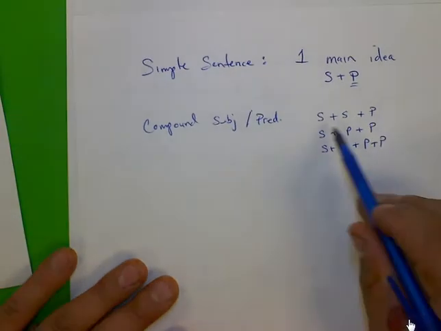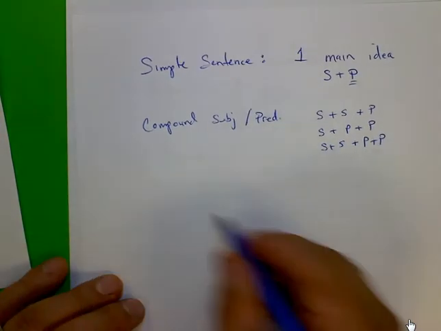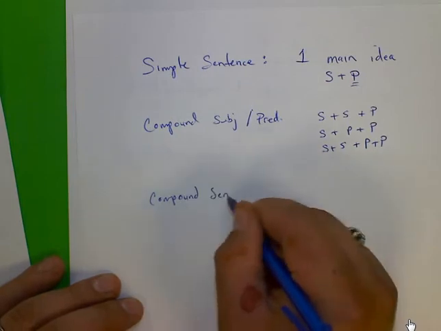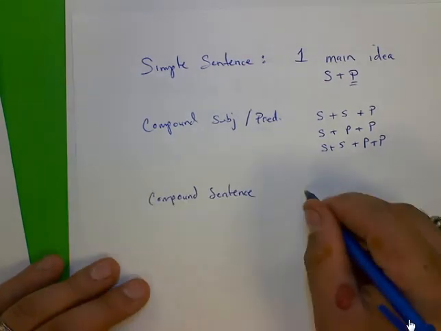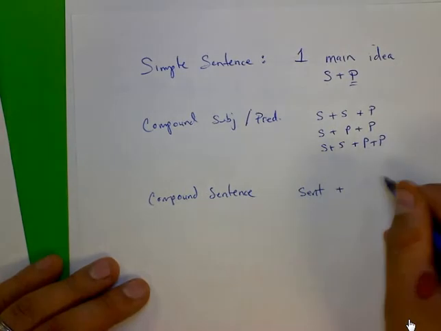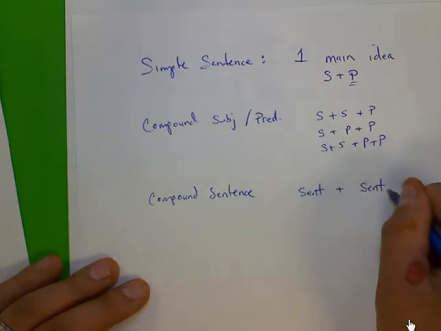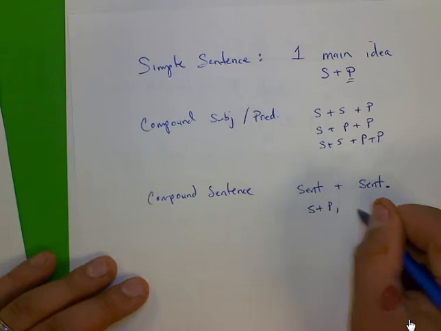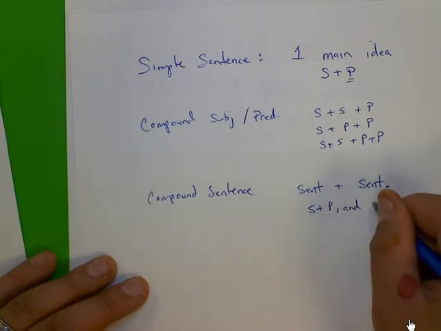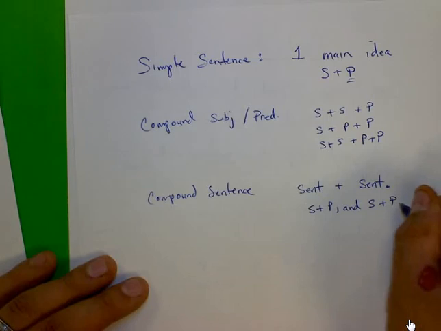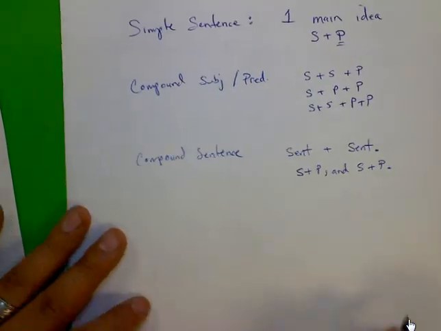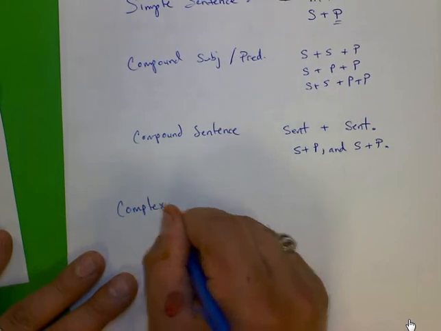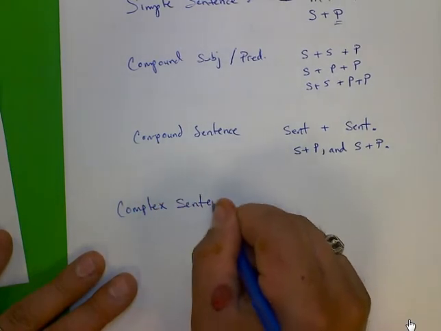2 subjects, 1 predicate. We can have the compound sentence, and that is when you have a sentence plus another sentence put together before you get to that period. So usually that looks like S plus P, comma, conjunction, S plus P, period. The last step in this is known as the complex sentence.